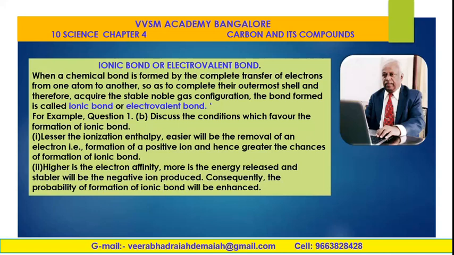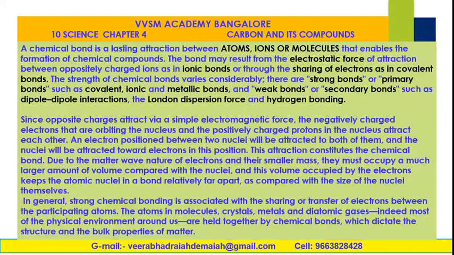In the question, discuss the conditions which favor the formation of ionic compound or ionic bond. The lesser the ionization enthalpy, the easier will be the removal of an electron, that is formation of positive ion, and hence greater the chances of formation of ionic bond. And one more point: higher is the electron affinity, the loving of electron. Any particle which loves the electron has electron affinity. More is the energy released and stabler will be the negative ion produced.